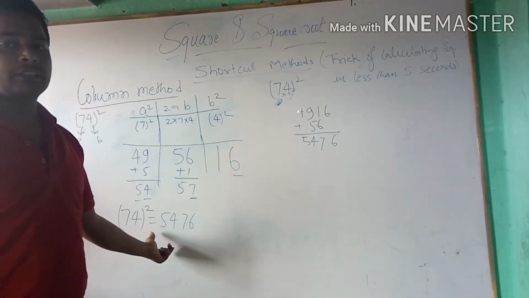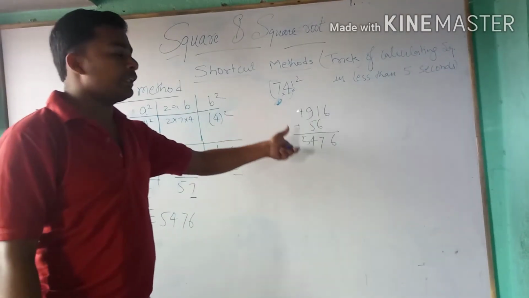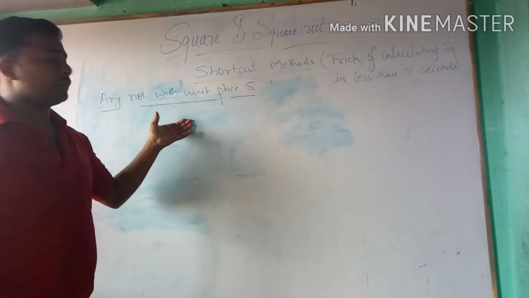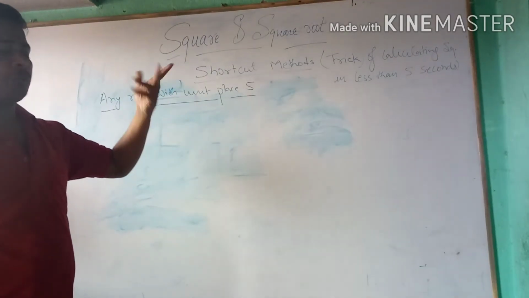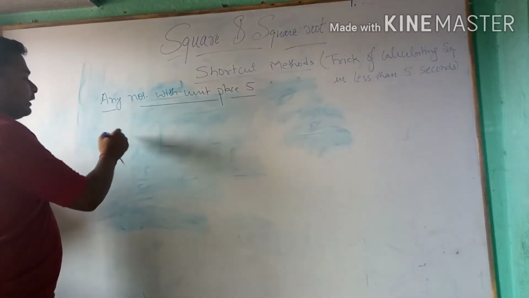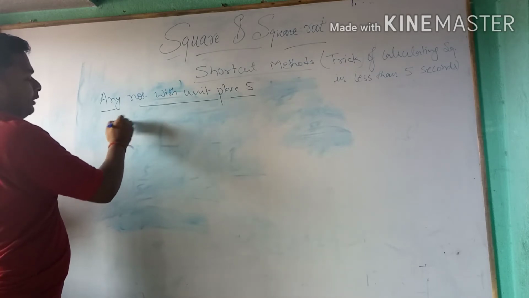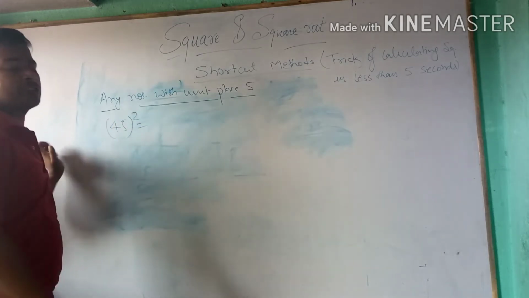5476, and I think the answer is the same. So you can use this with unit place as 5. What will be the square of that? Let us consider 45 square. How much? It will take just 1 second.